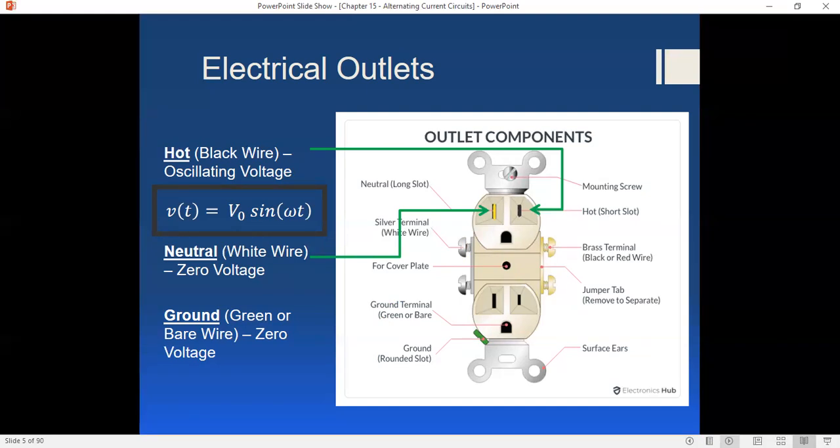Basically, that voltage can't do anything if it's simply oscillating without any reference. By connecting to the neutral, that gives 0 volts to the neutral, where the hot has this oscillating voltage and it's able to do work.